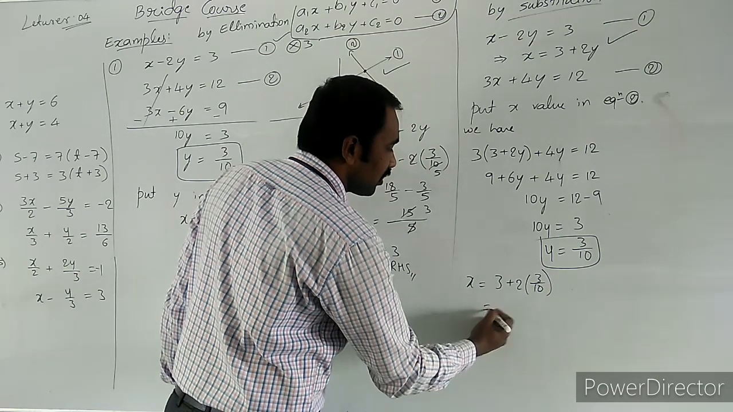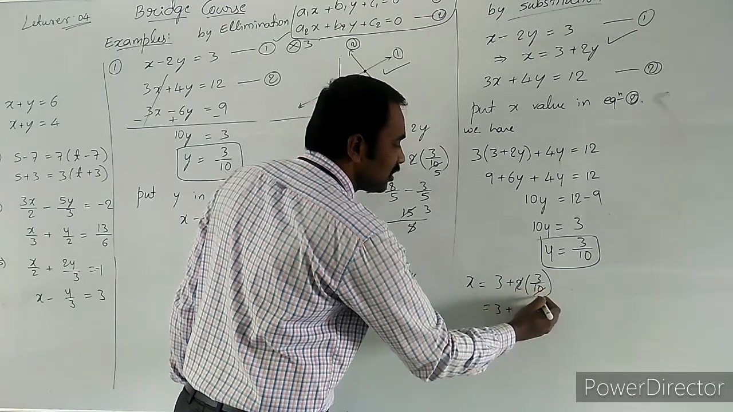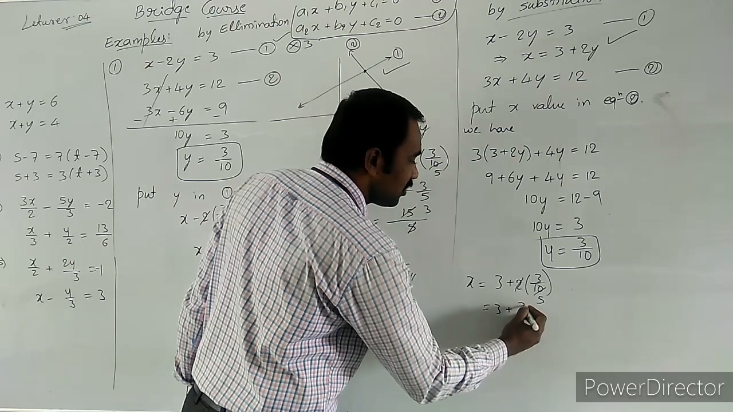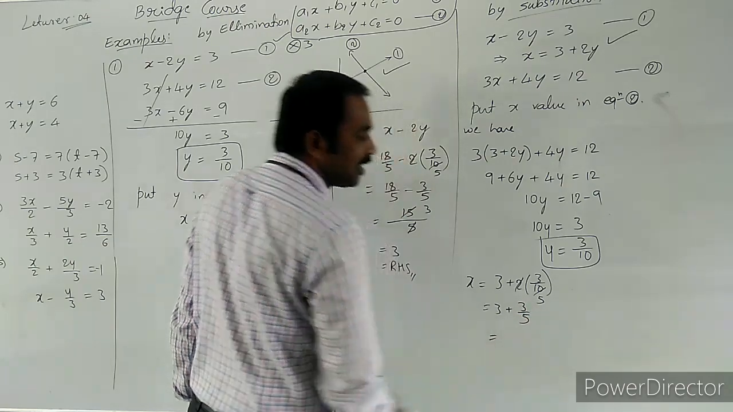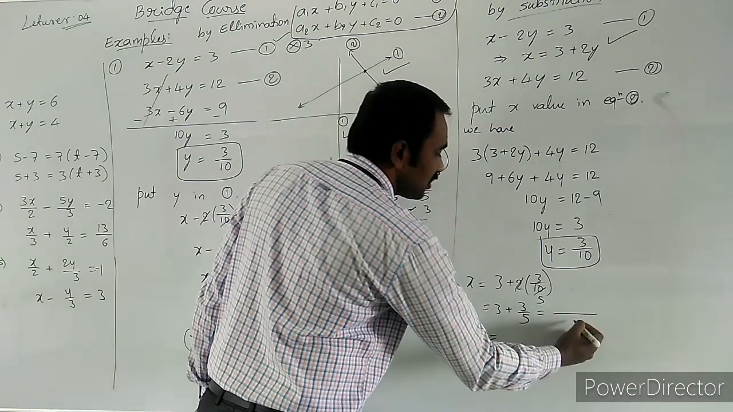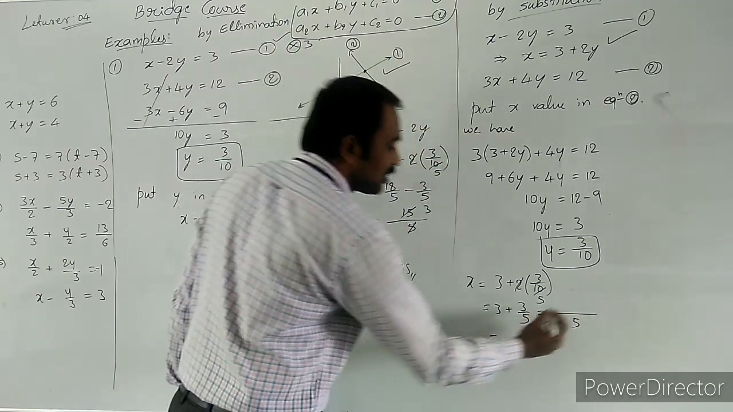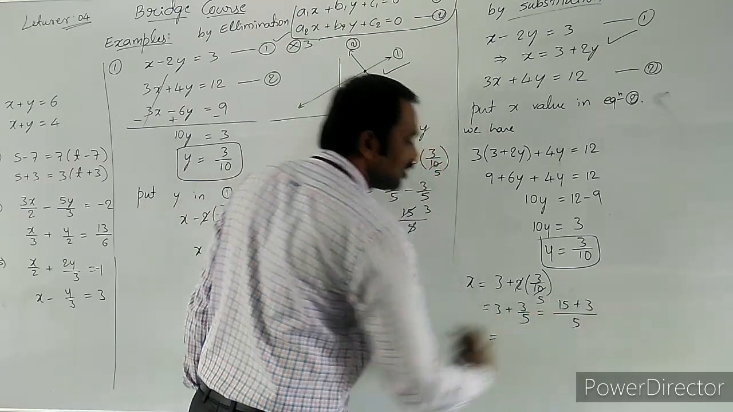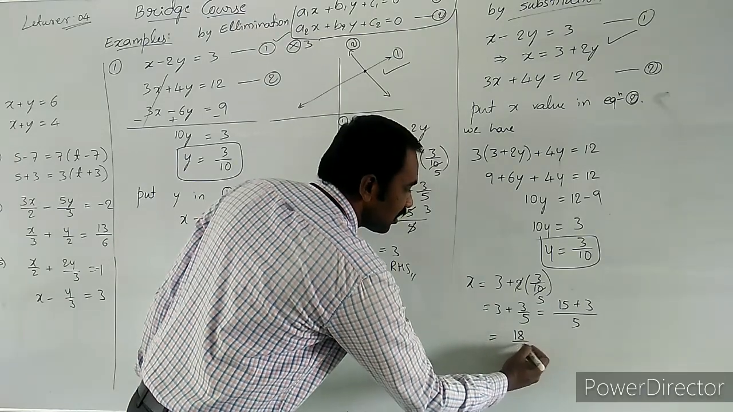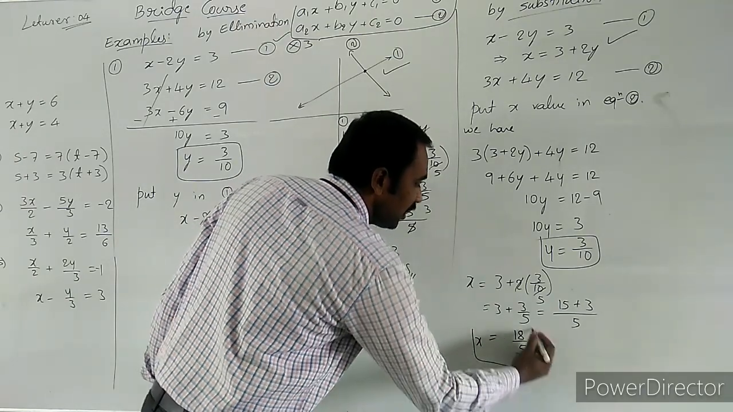So simplify, what will we get? 2 ones are 2, 5 twos are 3 by 5. Now take the LCM. What is the LCM? 5 is the LCM. So 5 threes are 15. 15 plus 3 is 18. 18 divided by 5. This is the required x value.